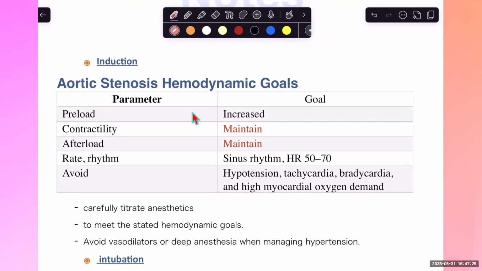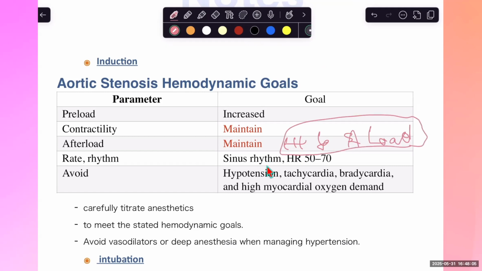For the induction, what are your hemodynamic goals? Preload increase. This patient cannot tolerate hypovolemia. Contractility maintain all the time. Afterload, either maintain it or keep it a little bit high all the way. If this patient loses afterload tone through significant vasodilation, the patient will collapse because he depends on good afterload for perfusion of the coronaries. So maintain and vigorously treat any drop in afterload.